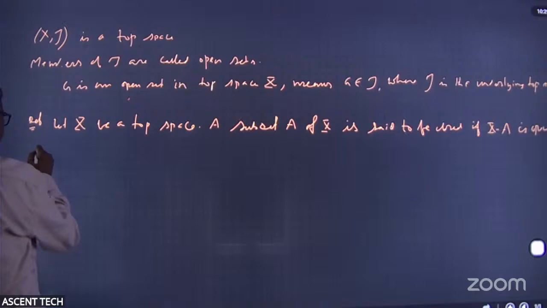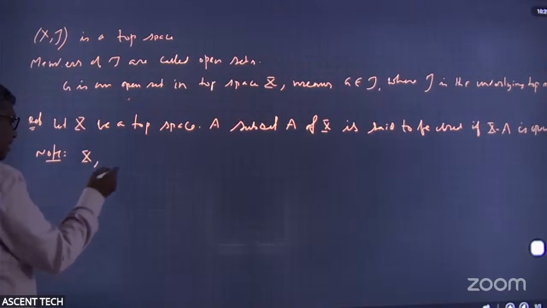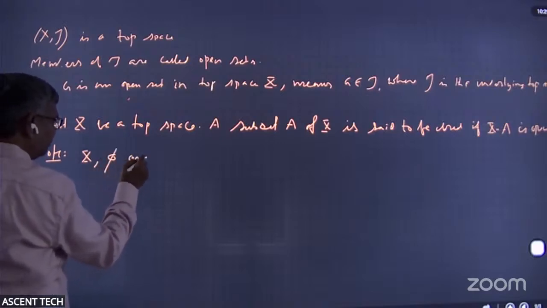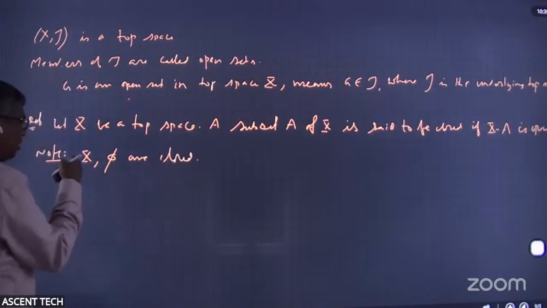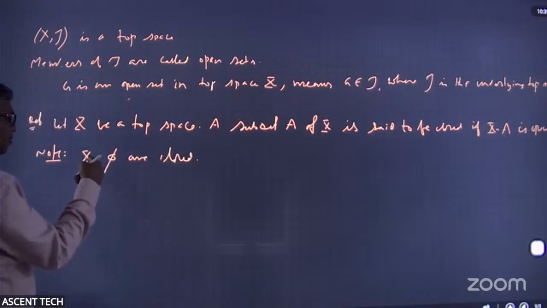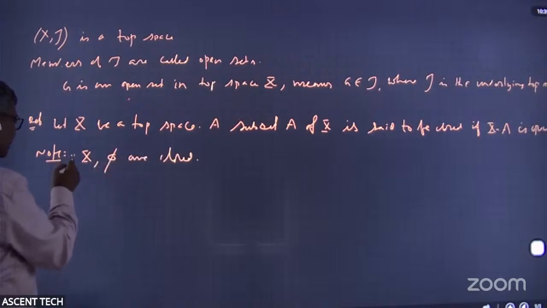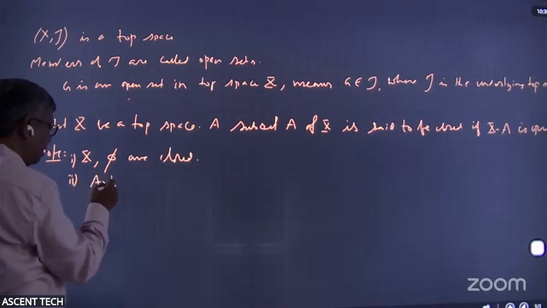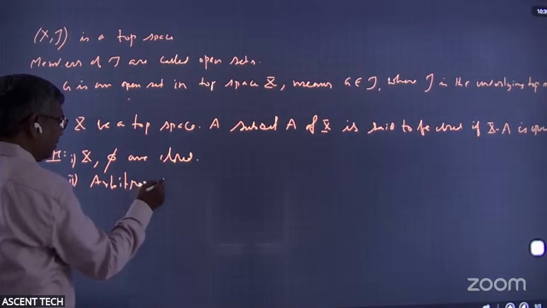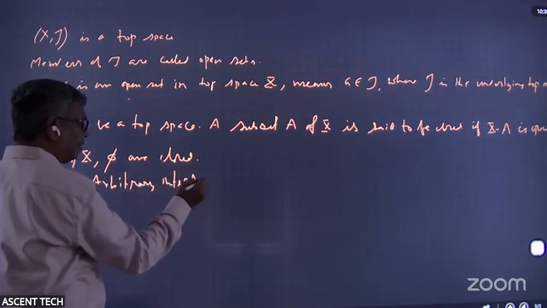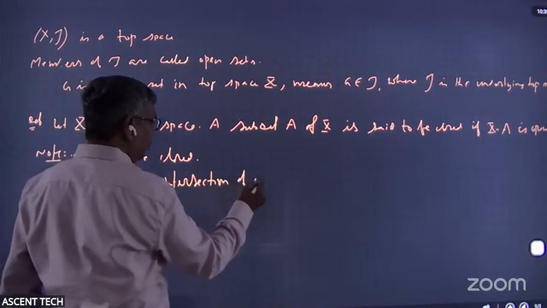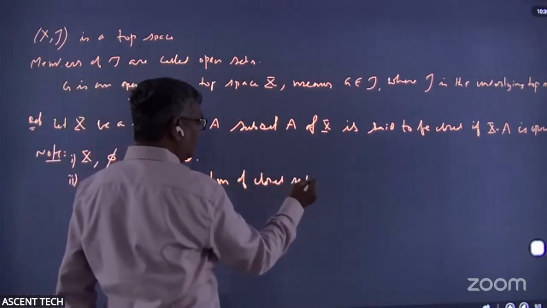Okay. So immediately we have noted the following, and this is all done yesterday already. X and phi are closed. That's because X complement is the null set, that is open. Phi's complement X is open, and therefore X and phi are closed. That's the first observation. And the observation is that arbitrary intersection of closed sets is a closed set.